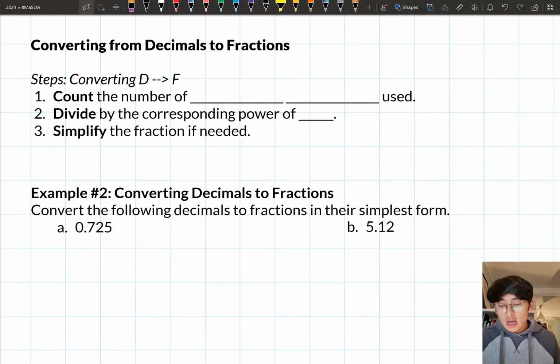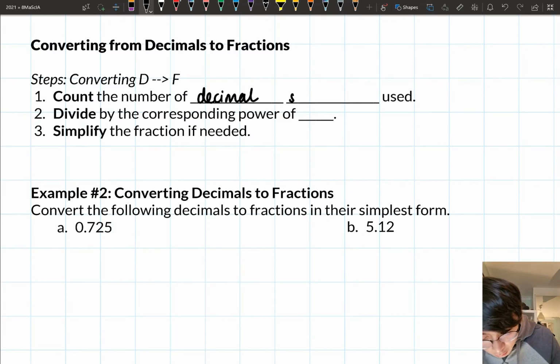So the way that we do this, we're going to start off by firstly converting from decimals to fractions. Let me show you the steps that we're going to do. Firstly, when we're converting from decimals to fractions, the first step is to count the number of decimal places used in your decimal. So we're figuring out how many digits there are after the decimal point.